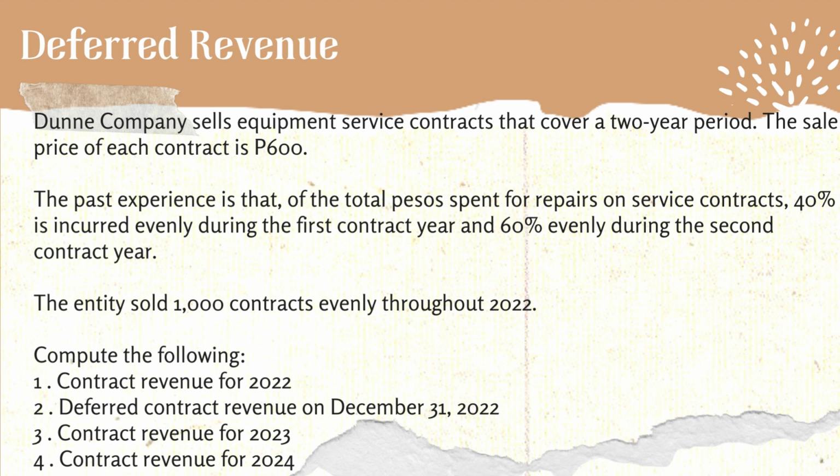So here is what we're going to do. First is to compute the contract revenue for 2022. Second, compute the deferred contract revenue. Deferred contract revenue is our unearned revenue. It has already been paid but has not yet happened. We have not yet rendered the service. Third is the contract revenue for 2023. This is your income, how much you will recognize as sale. Fourth is the contract revenue for 2024.